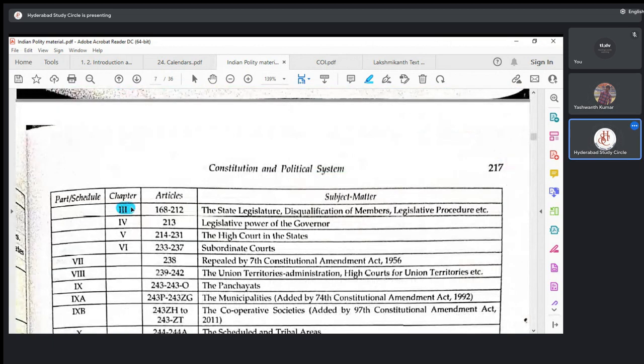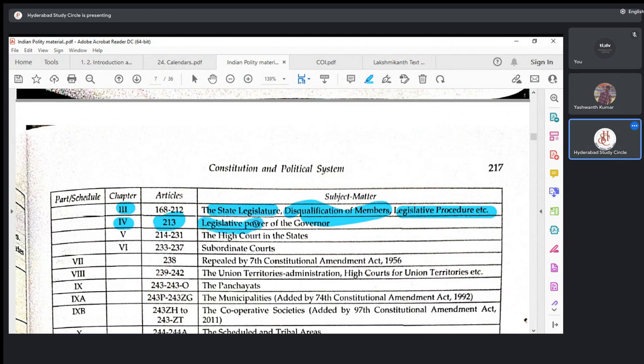Chapter 3, Article number 168 to 212, the State Legislature. Disqualification of members. Then legislative procedure.